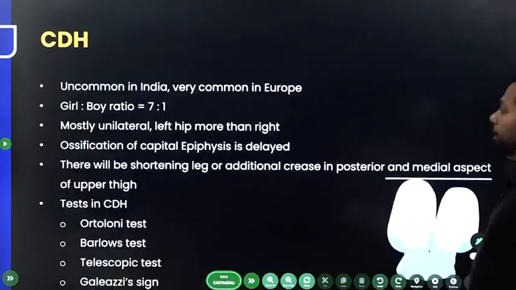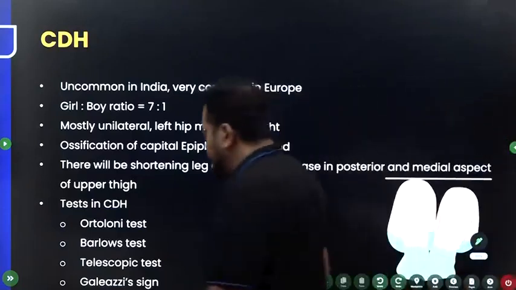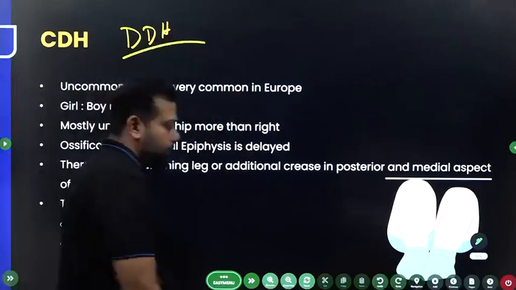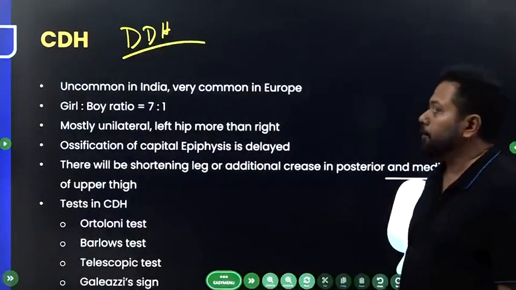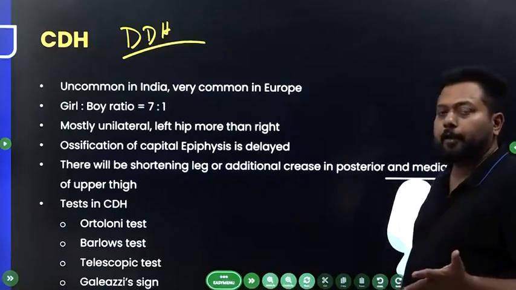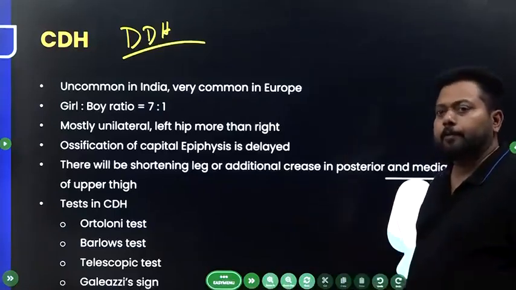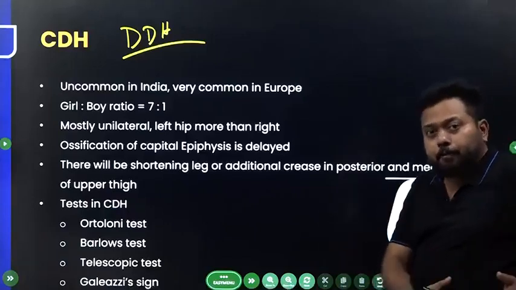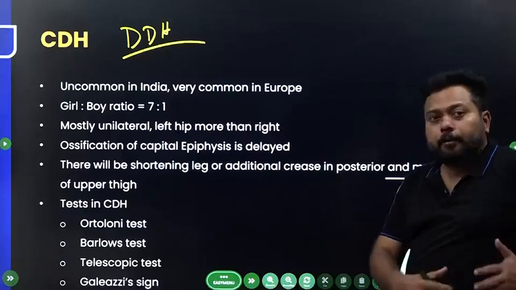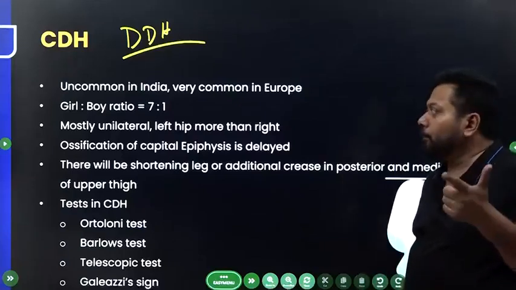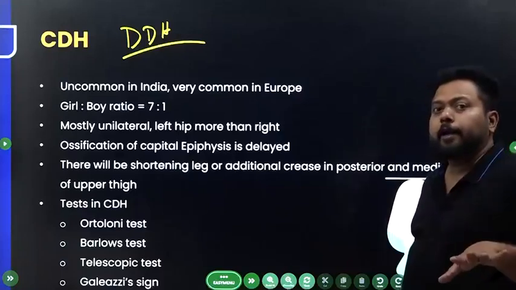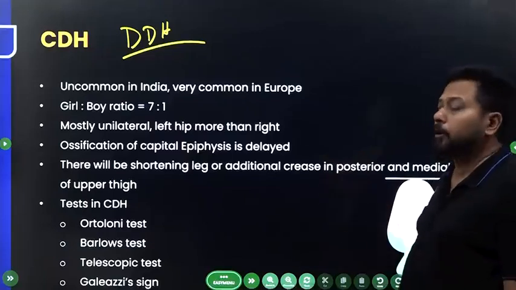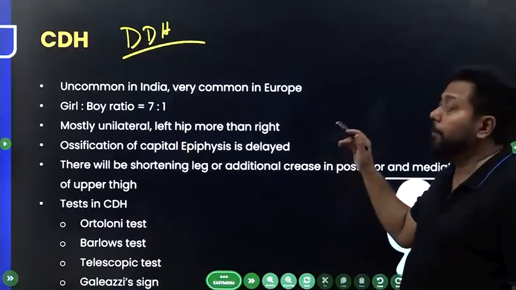Then coming to the next topic, congenital dislocation of the hip. Nowadays this is called developmental dysplasia of the hip, DDH. It is uncommon in India. Why is it uncommon in India? You and I would have suffered from developmental dysplasia hip. The way we carry our baby, with the hip in abduction, most of the DDH will get relocated or reduced on its own. That's why it's uncommon in India, and very common in Europe.